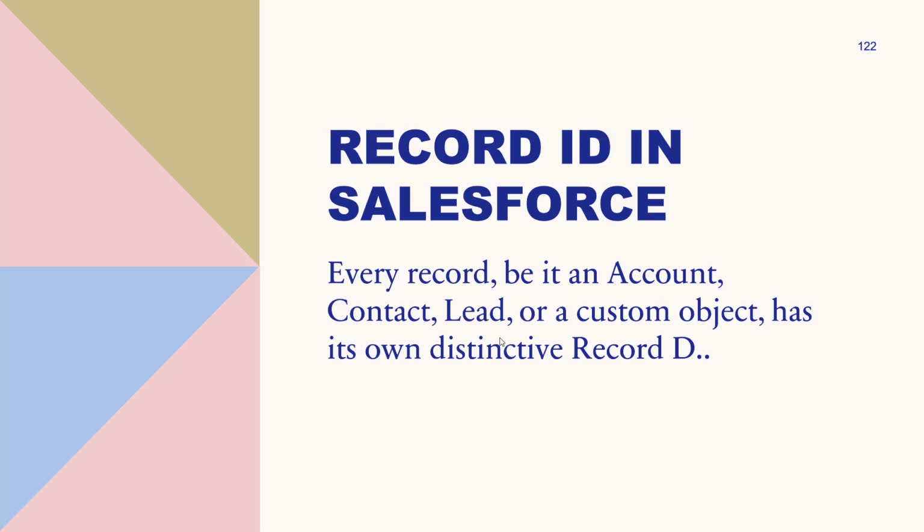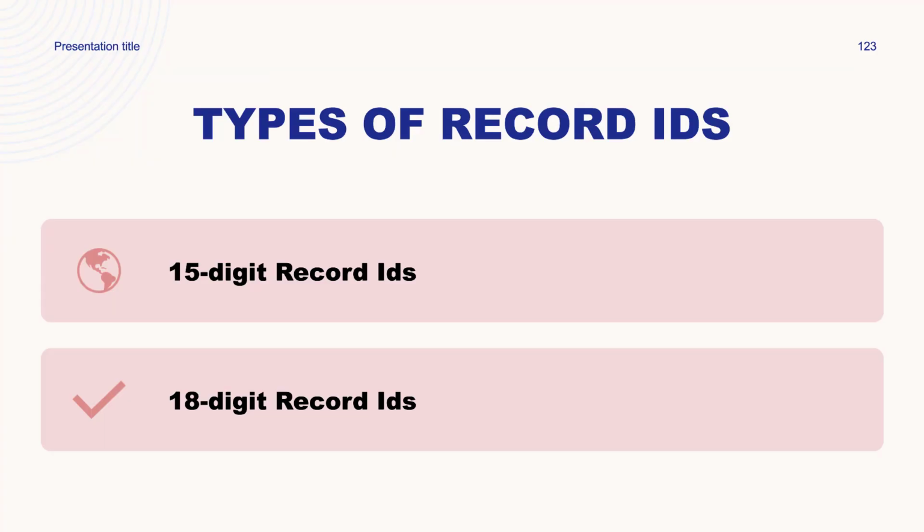Now, moving forward, let's discuss the types of record ID. There are two types of record ID. The first one is the 15-digit record ID and the second one is the 18-digit record ID. We will discuss these two one by one. Firstly, the 15-digit record ID is case sensitive and is displayed in Salesforce Classic. It uniquely identifies a record within the organization.